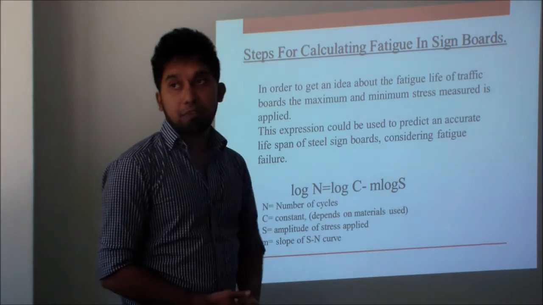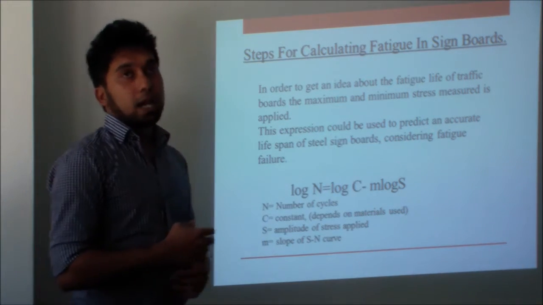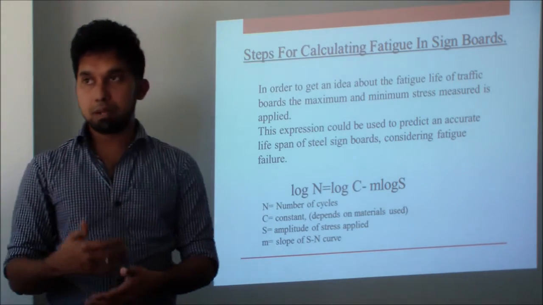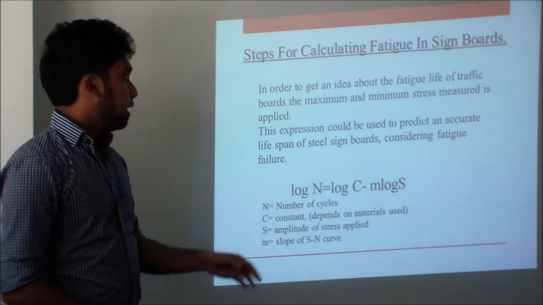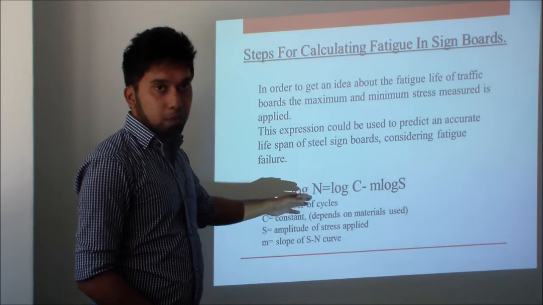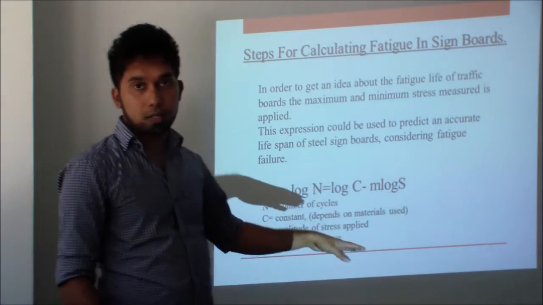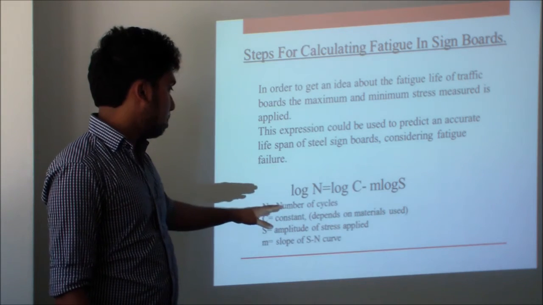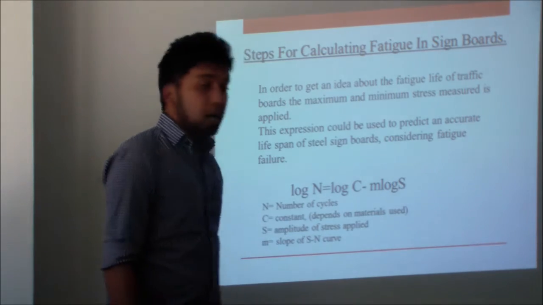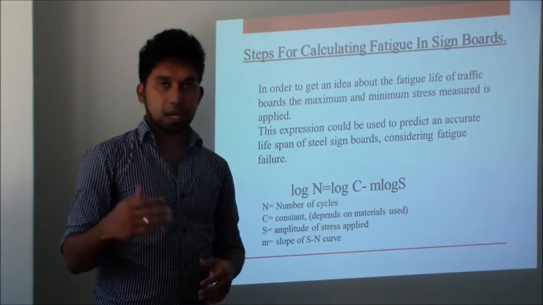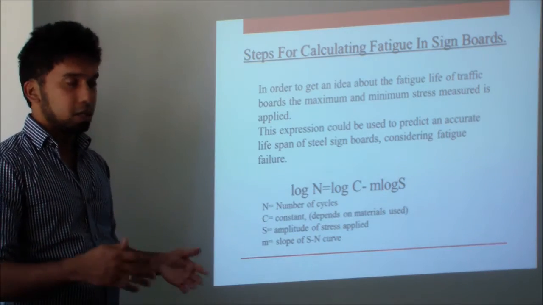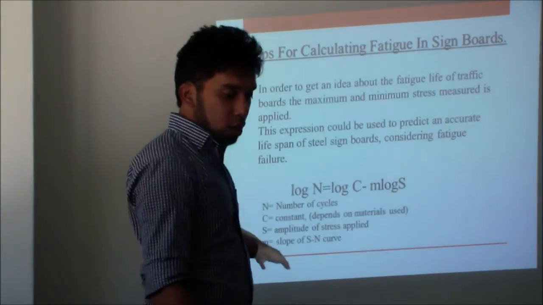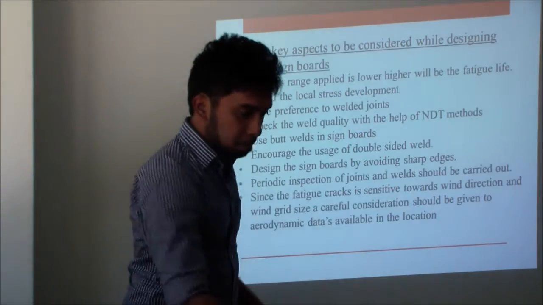Now the steps for calculating fatigue in a signboard. In order to get an idea about the fatigue life, the maximum stress that could happen on a signboard as well as the minimum stress is found out. Then it is evaluated with the help of this expression, which is log N equals log C minus m log S. In this, the maximum and minimum stresses are applied. N is the number of cycles, C is a constant which depends on the type of material used, which may vary for steel, aluminum, whichever material is used. S is the amplitude of the stress applied, and m is the slope of the SN curve that I explained earlier.